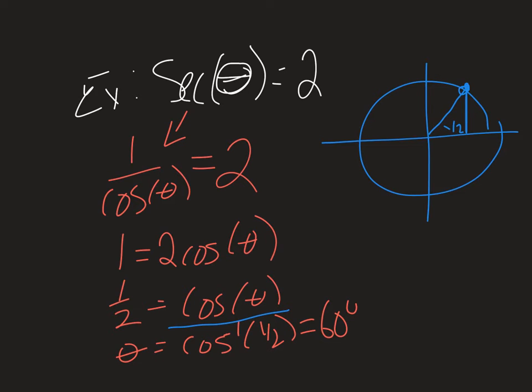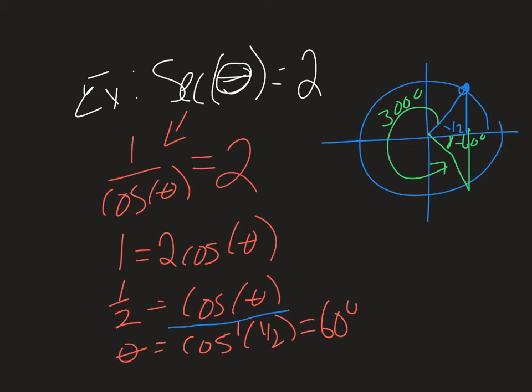Now that's not the only angle that has that same x-coordinate. If I drop straight down, this triangle would also have an x-coordinate of 1/2. So we can think of it as this will be negative 60 degrees, because we're looking at similar triangles, or we can think of it as this is 300 degrees, and we've talked about cosine in the previous video.